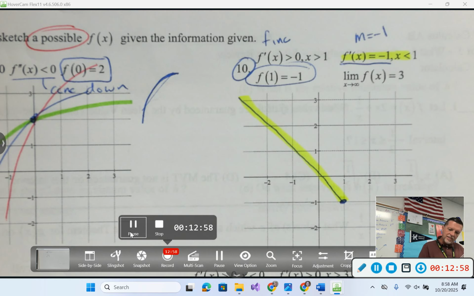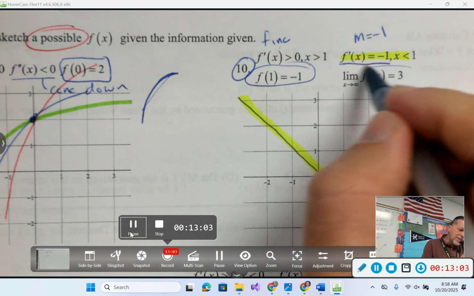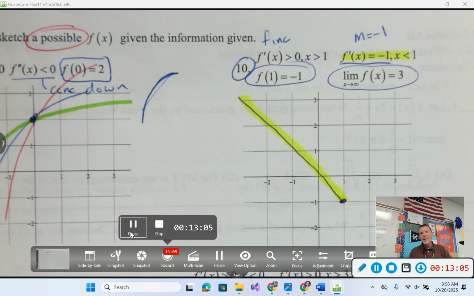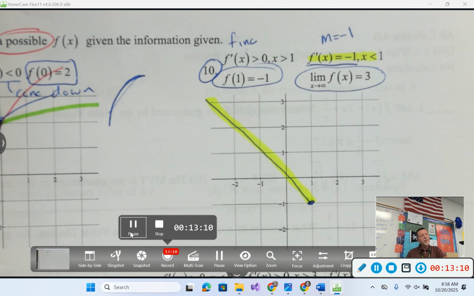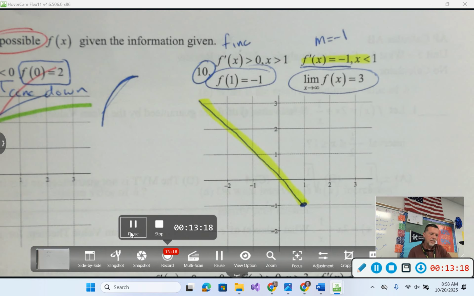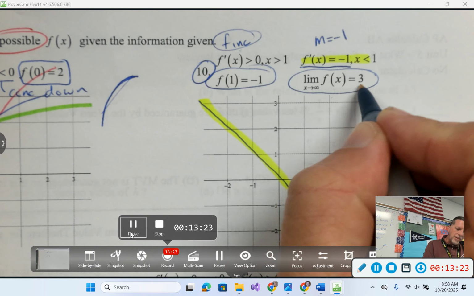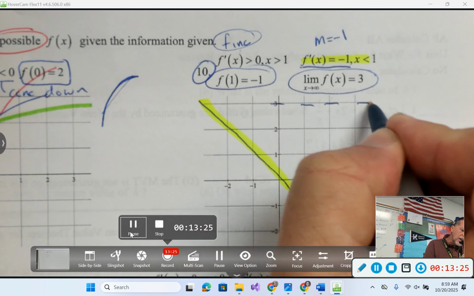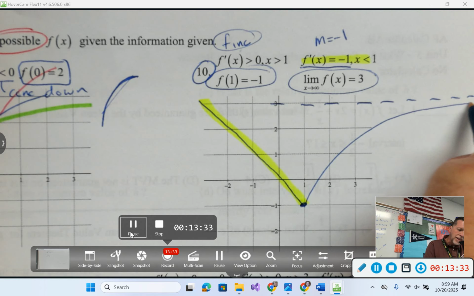Okay, on the right-hand side, though, I need to be increasing. And what does this mean? Limit as x approaches infinity of f of x equals 3. What does that mean my graph is doing? So I need to be increasing. That means there's a horizontal asymptote at 3 that I need to be approaching. So I don't really know how I get there. I assume it looks something like that.